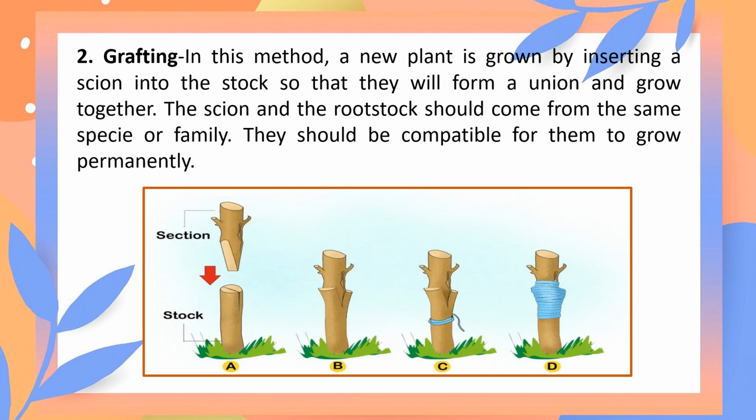Next, we have grafting. In this method, a new plant is grown by inserting a scion into the stalk so that they will form a union and grow together. The scion and the rootstock should come from the same species or family. They should be compatible for them to grow permanently. So take a look at the illustration. So that is how a plant is being grafted.